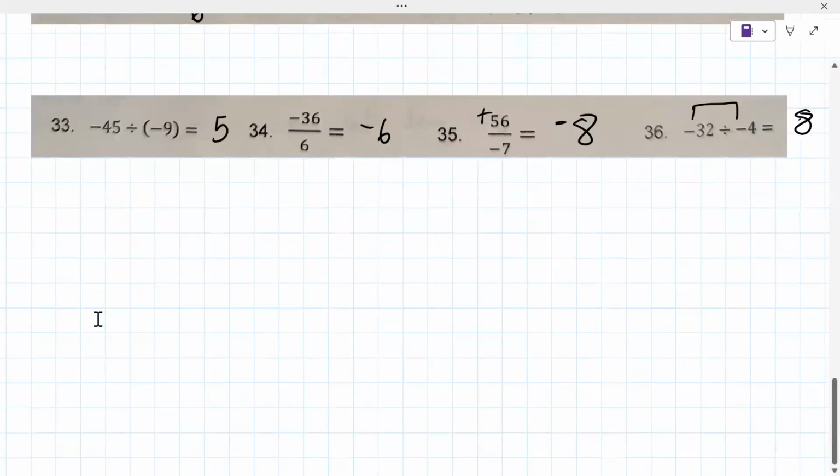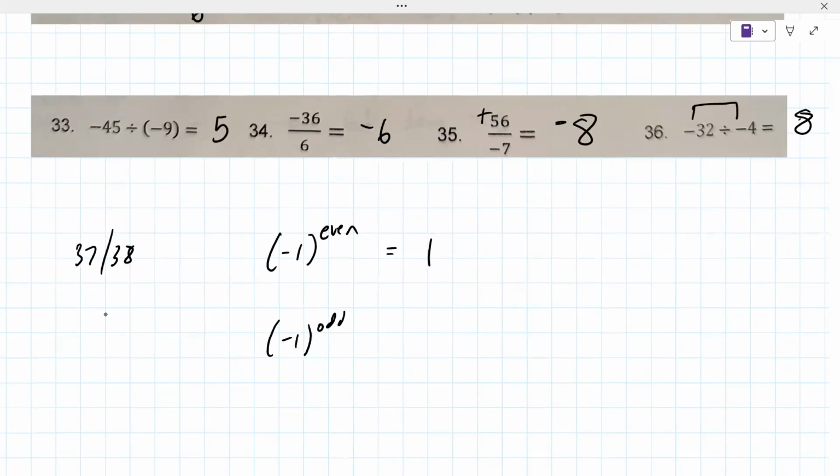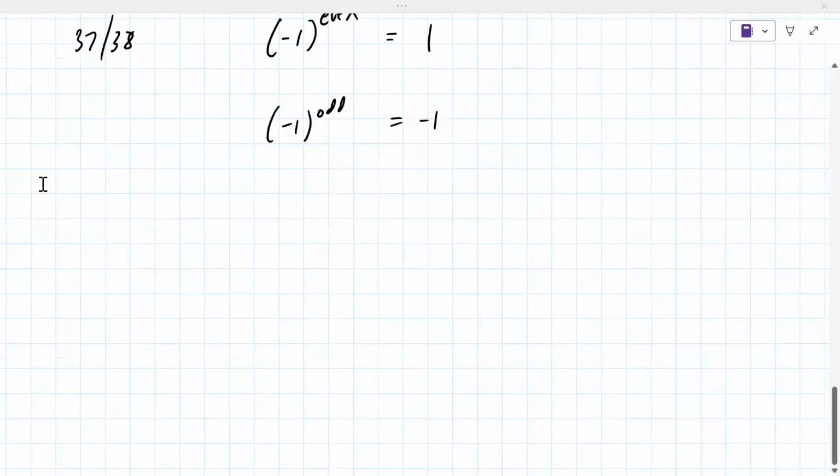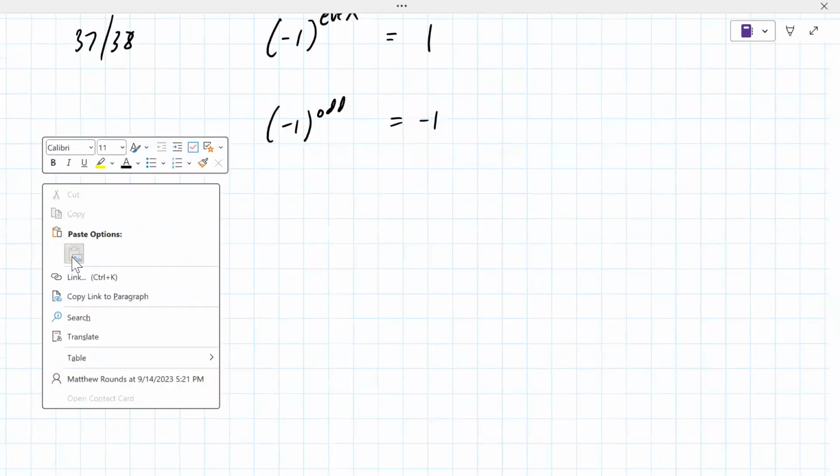All right, so to do 37 and 38, you need a little bit of information. If you have a negative 1 to an even power, it's always going to be 1. If it's odd, it's going to be negative 1. Yeah, we did that. Awesome. So it's going to be 1, negative 1, and the next one, 39. So try 39 and 40.